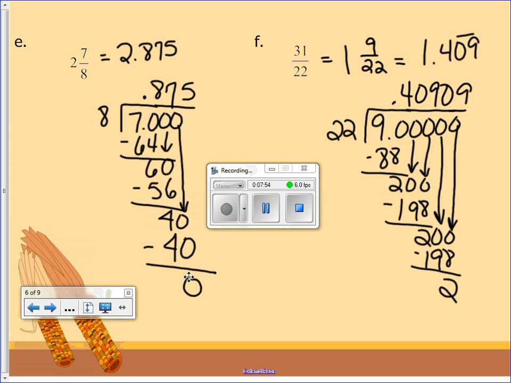In F, we changed that improper fraction to a mixed number. And we took 9 divided by 22. Notice the pattern of 0 and 9 repeating. So our bar notation went over the 0 and 9. So our final answer is going to be 1.409, with the bar notation over the 09.